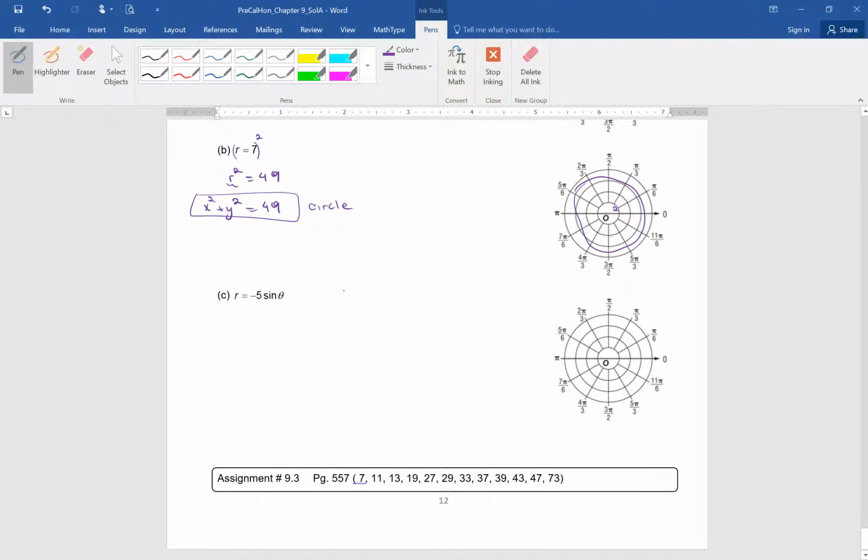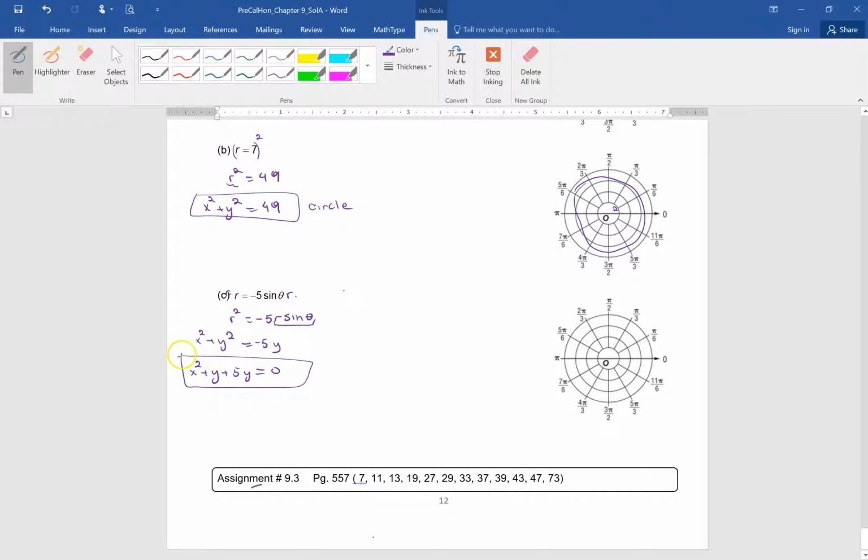Okay. So you have r equals something sine theta. What we do is multiply both sides by r. Why? I'll tell you now. Because we want an r squared. So now we get r squared is equal to negative 5r sine theta, okay? Now, what's r squared? It's x squared plus y squared. Now, what's r sine theta? Y, okay? So what I have now is x squared plus y squared plus 5y is equal to 0.